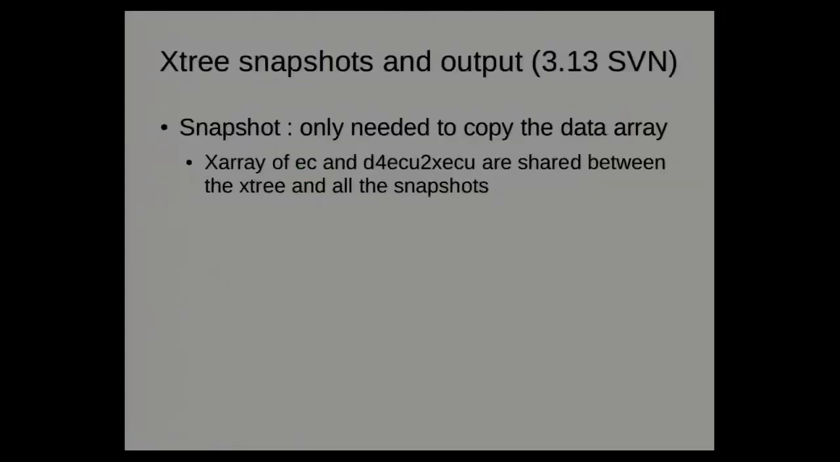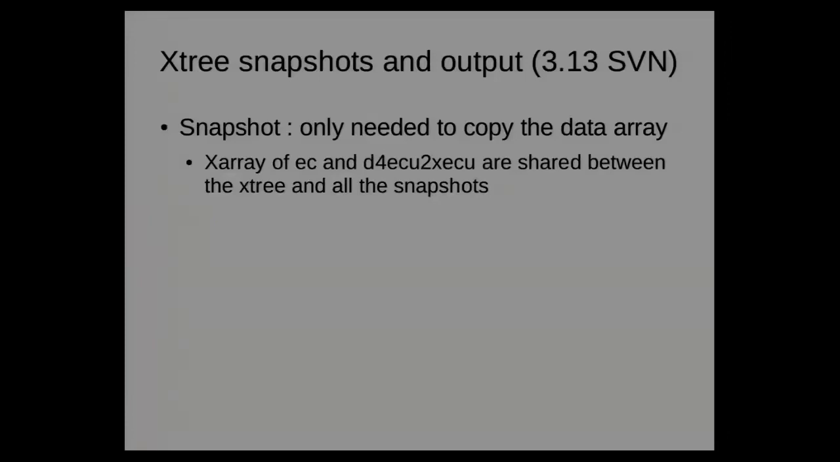So then, based on this, how do we implement snapshots? It's very easy. In fact, the only thing we need to do is copy the data array, because all the rest, the array of exec contexts and this array, can be shared between snapshots. And that's a big change compared to what Massif had.